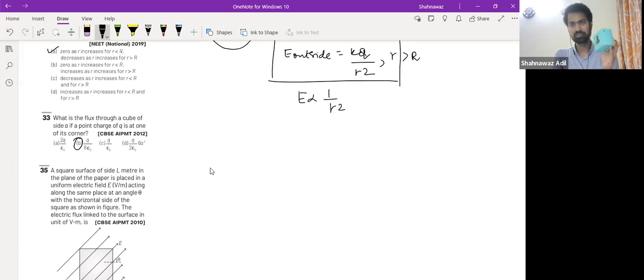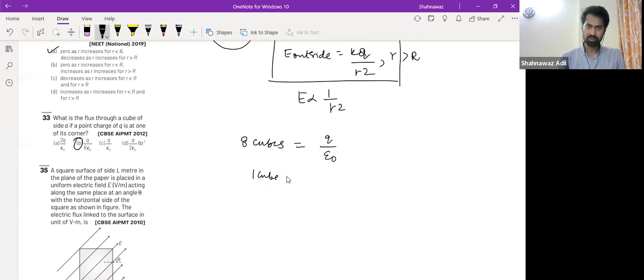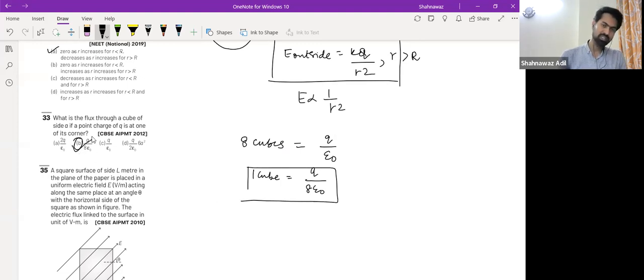Yes, sir. Yes, I understood. So 8 cubes give me how much? Q by epsilon naught. So 1 cube, right, this would give me Q by 8 epsilon naught. Understood? So the answer would be this. Is that clear, guys? Yes, sir.